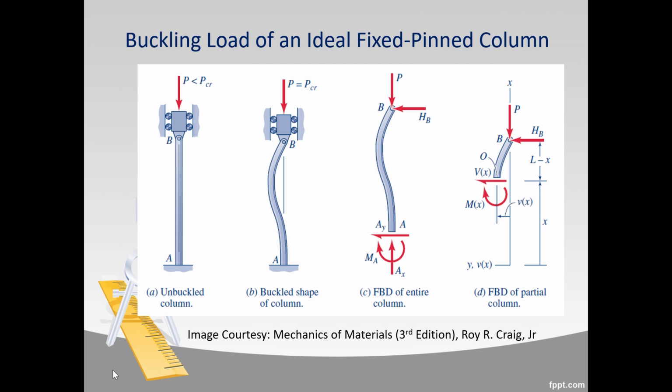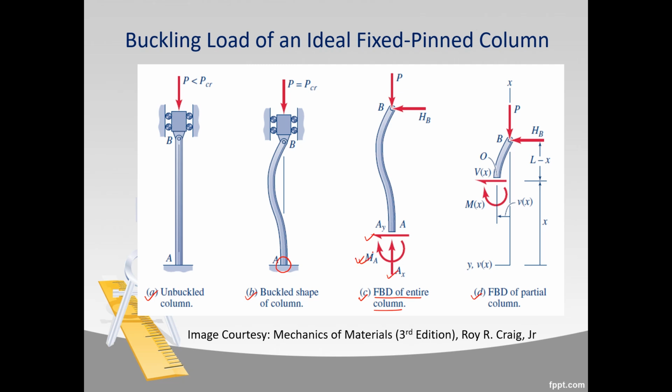So we have a similar diagram here, but this time for a fixed-pinned column. The first is the unbuckled column. The second, figure B, shows us the buckled shape of the column, and in figures C and D we have the free body diagrams. The free body diagram of the entire column is shown in figure C. You can see that at the end where our column is fixed, all 3 types of reactions are developed. One is the horizontal force, another is the vertical force, and another is the moment.